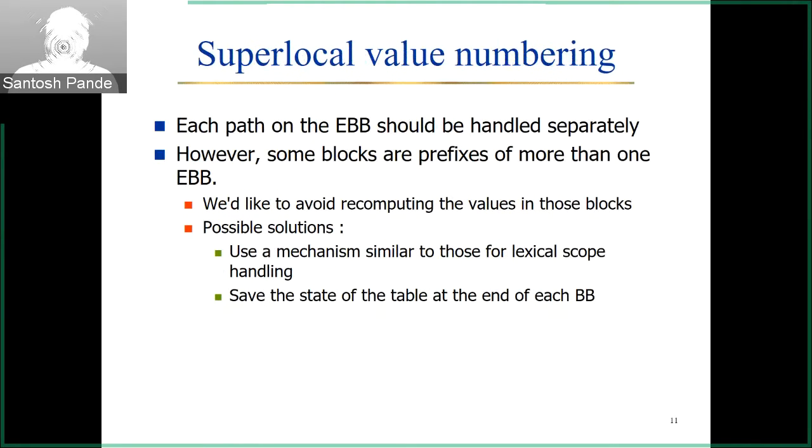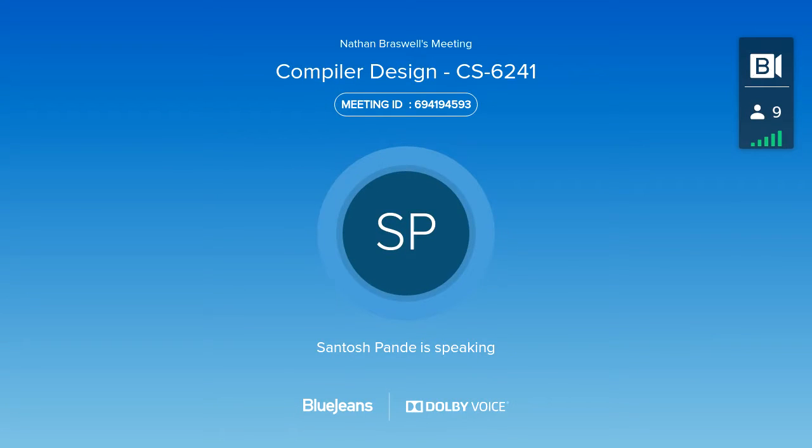Let me get into some level of detail for this scheme, extended EBB or super local value numbering, and how it works. And then we'll go to global value numbering, which is for the whole function or procedure. How do we do this, especially using the SSA form? So let's look at the super local value numbering for a minute.